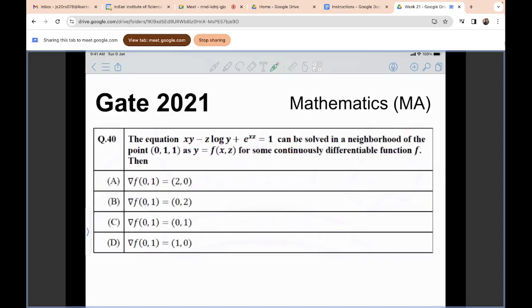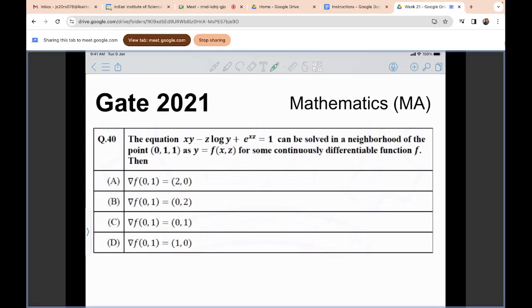Okay, so today we'll solve a GATE 2021 question. This is a question from real analysis or calculus, question number 40. It says: let the equation xy minus z log y plus e to the power xz equals 1 be solvable in a neighborhood of the point (0, 1, 1) as y equals f of (x, z) for some continuously differentiable function f. Then find the gradient of f at the point (0, 1), and check which option is correct.